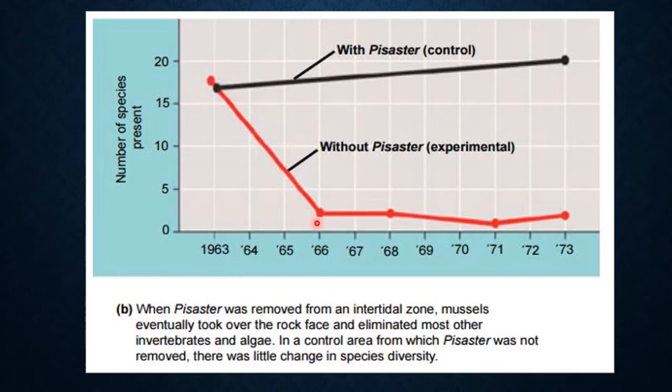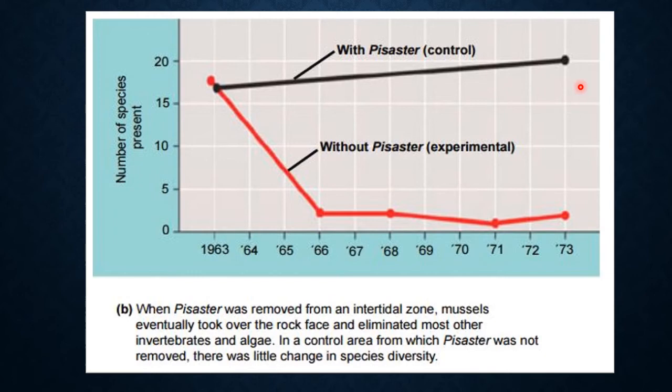And then when he came back in 66, you can see, well, actually, he came back in 64 and 65, but you can see the number of species just dramatically drops all the way down to like 1 or 2 with the experimental group without the sea star. And then the control group where the sea star was left alone, the diversity actually went up. It went from, it looks like maybe 16 up to 20 almost.